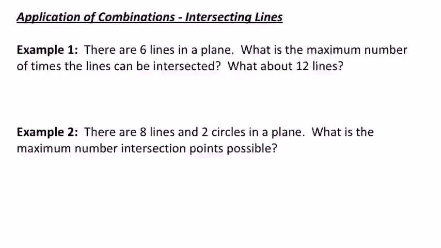This is another example of an application of combination theory. It says there are 6 lines in a plane. What is the maximum number of times the lines can be intersected? And there are multiple ways to do this.